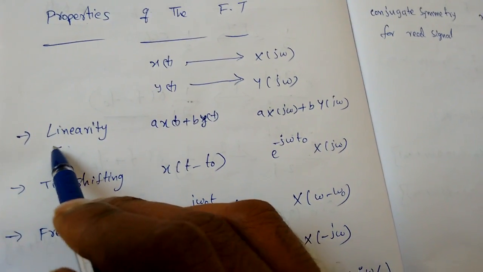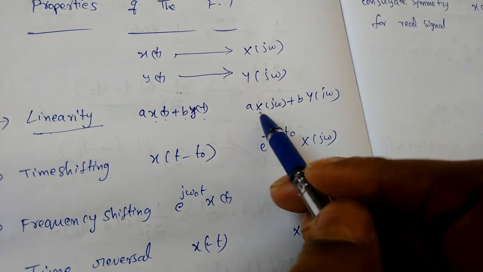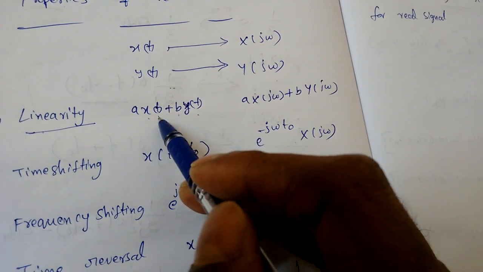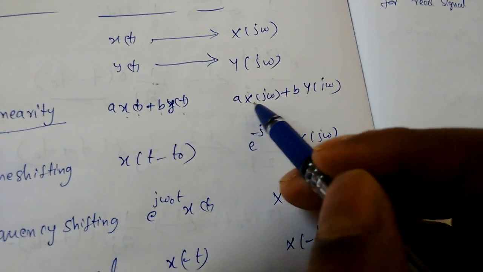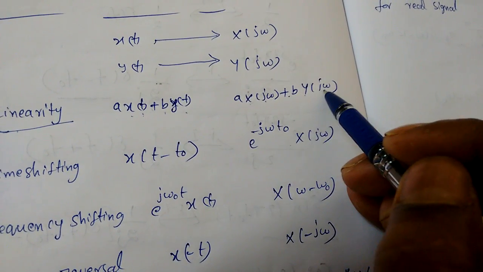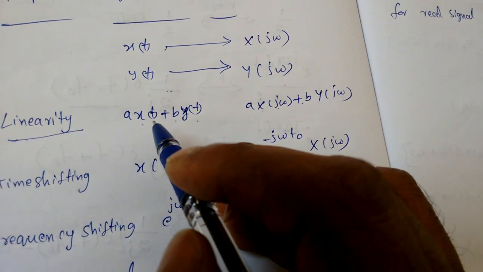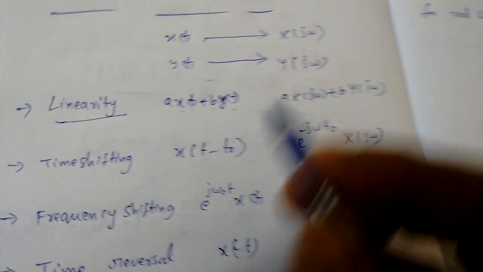So, the linearity property is: if a into x of t plus b into y of t is there, it will be like this. a into x of t is the homogeneity principle, and this addition is the additive principle. That is, a into x of j omega plus b into y of j omega we will get. That is, if there is a summation of two continuous time signals, the Fourier transform also will be a summation only.